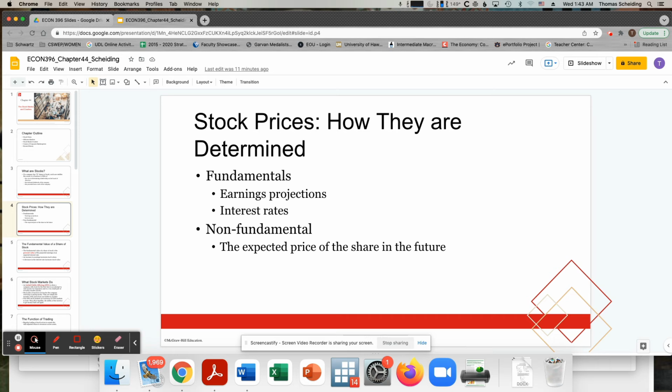And then part of it is non fundamentals. Basically, how do we feel about the stock, right? Does it have a good product line coming out? How well is the management at running the company? So, both the fundamentals and the non fundamental, basically non quantitative things, how do these determine the share price together?